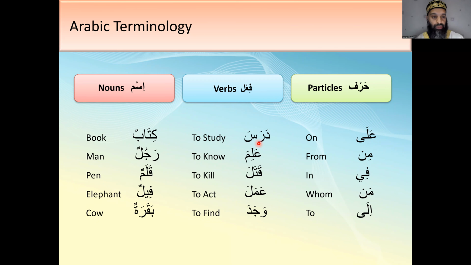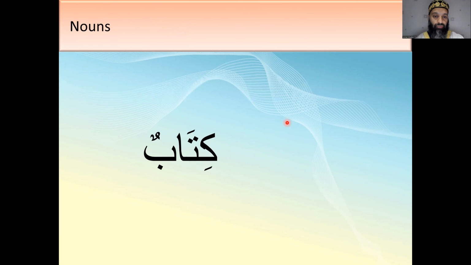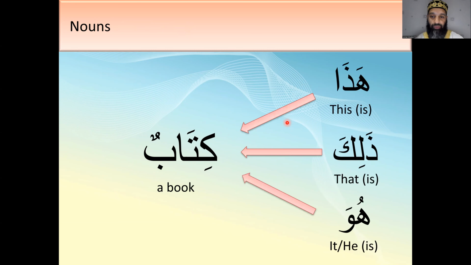Okay. If I see any questions, then I'll stop and try to answer, inshallah. So then we just did some examples. Here we see hadha means this. So in a sentence, you're going to say this is. So hadha kitabun means this is a book. Dhalika kitabun, that is a book. Huwa kitabun is it is a book.